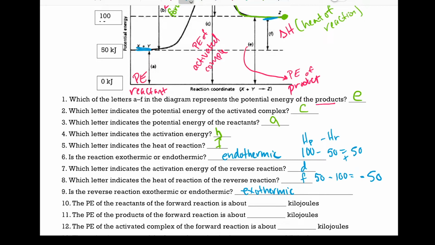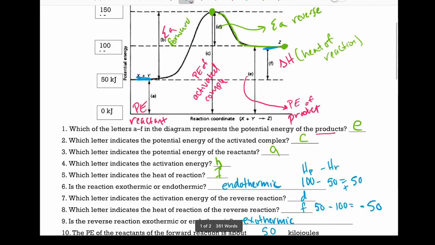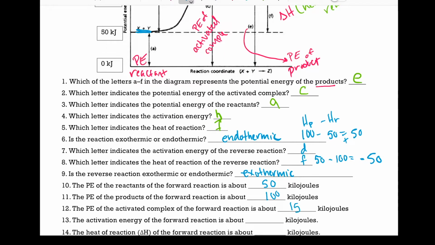Okay, so now we want to put numbers to these values. Number 10, PE of the reactants of the forward reaction is 50. Products of the forward is 100. Activated complex PE is 150.